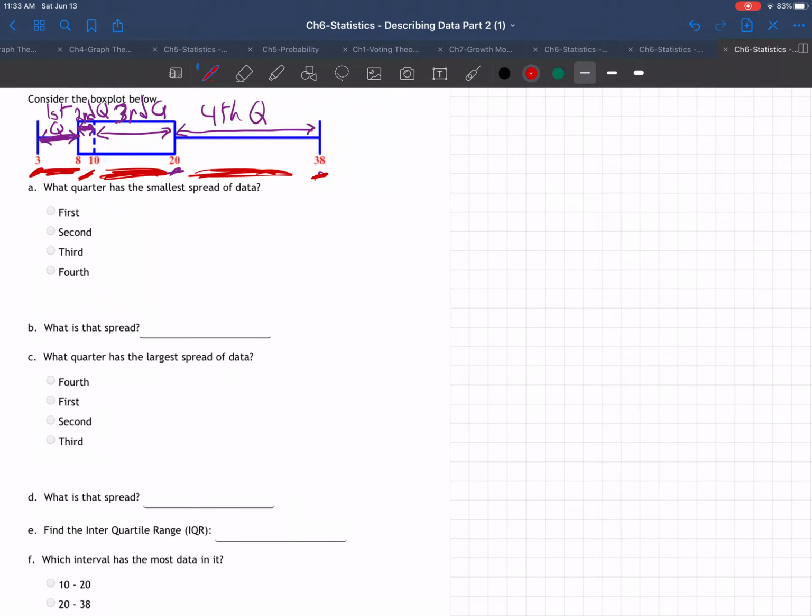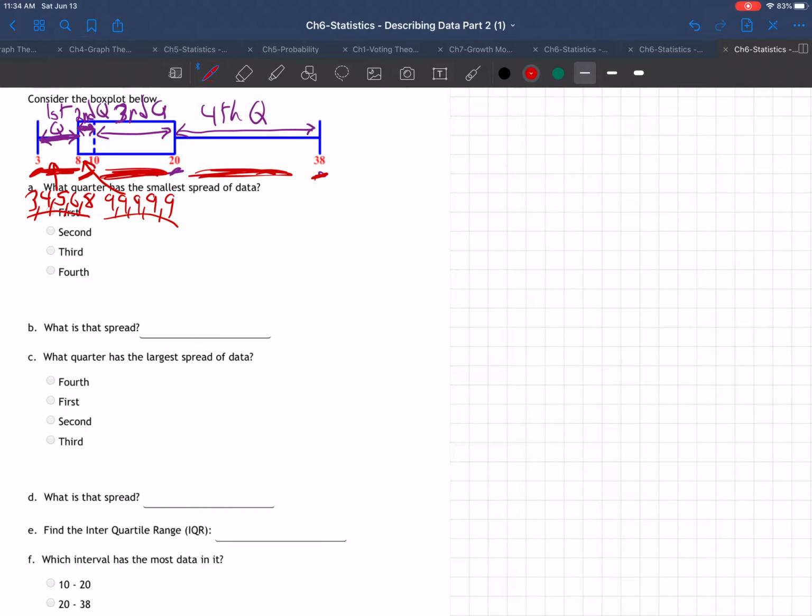So for example, let me just do it for instance. Maybe there's 3, 4, 5, 6, and 8. Maybe there's 5 numbers between 3 and 8. That'd be the first quarter. And then there's 5 numbers between 8 and 10. So that would be, let's just say, 5 9s. Right? That'd be 5 numbers between 8 and 10. That'd be the second quarter. And this is the first quarter of all these.